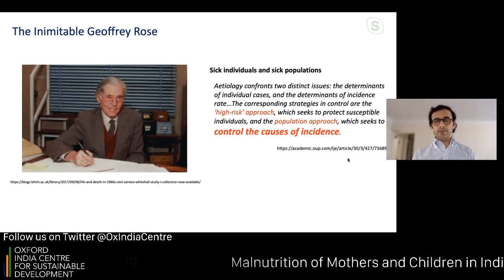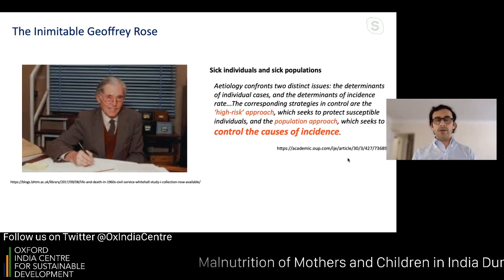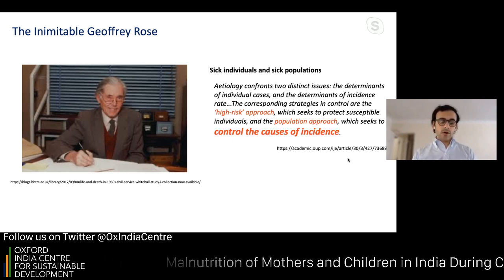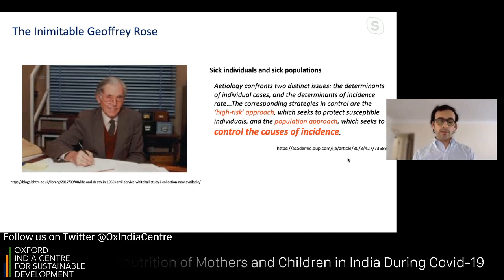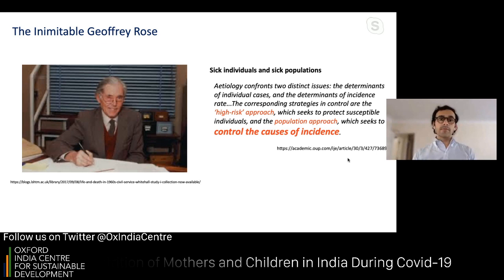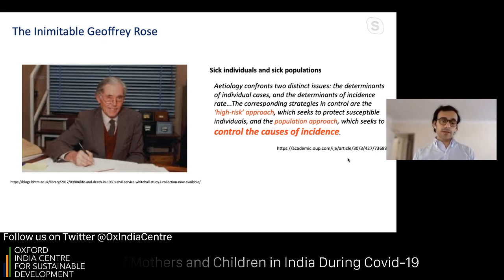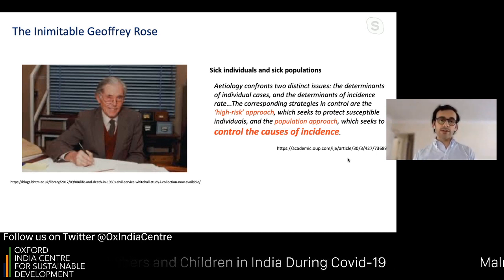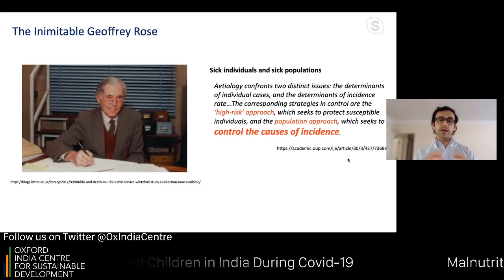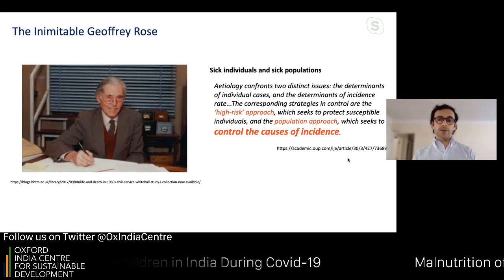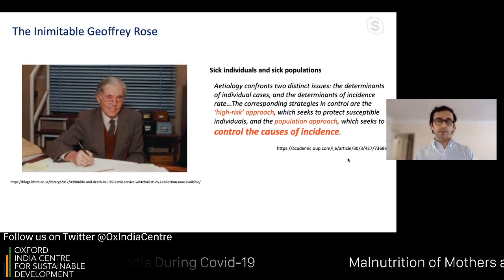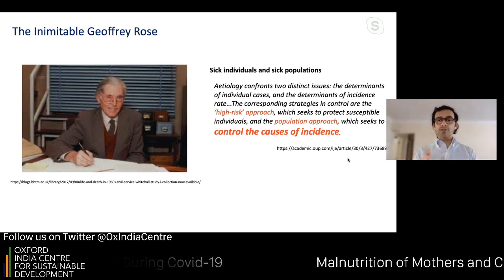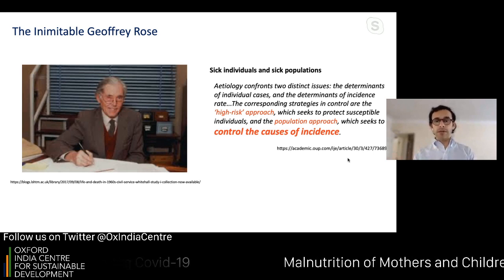And basically what he looked at was health and care systems. Oftentimes they focus on high-risk individuals because they're high risk. But what he found with his research was that if you're looking at the health of your entire population, what you need to focus on is controlling the causes of incidence of disease. Once an individual has a disease, it's already too late.